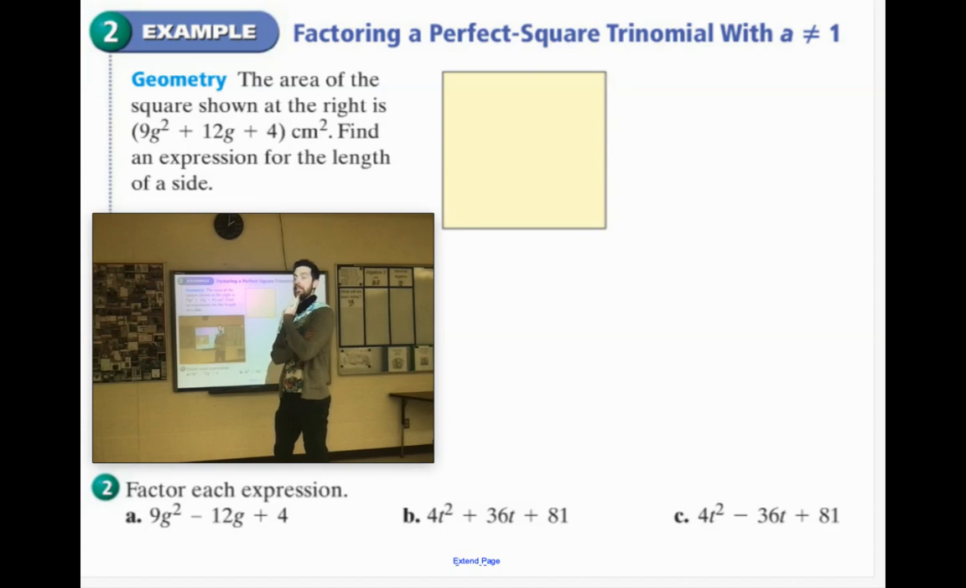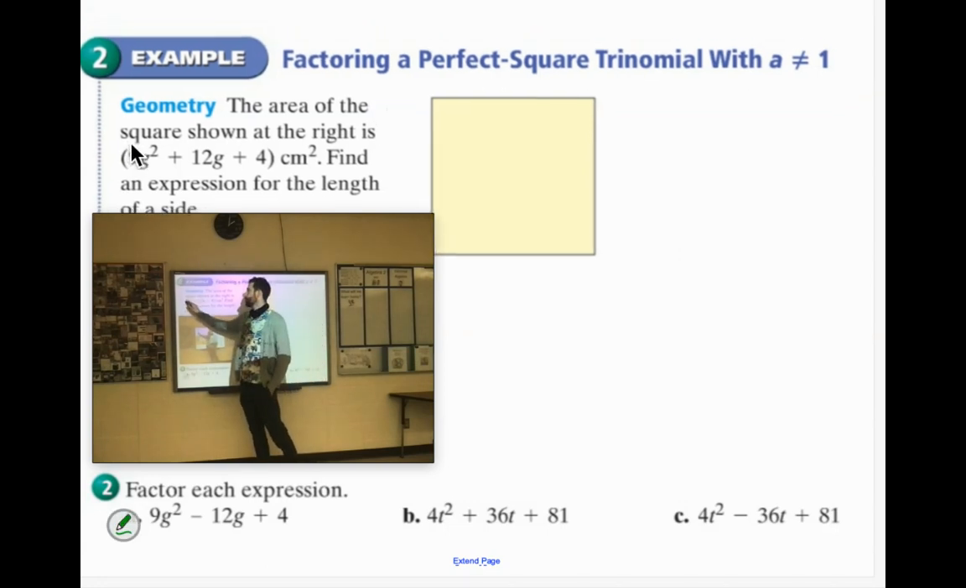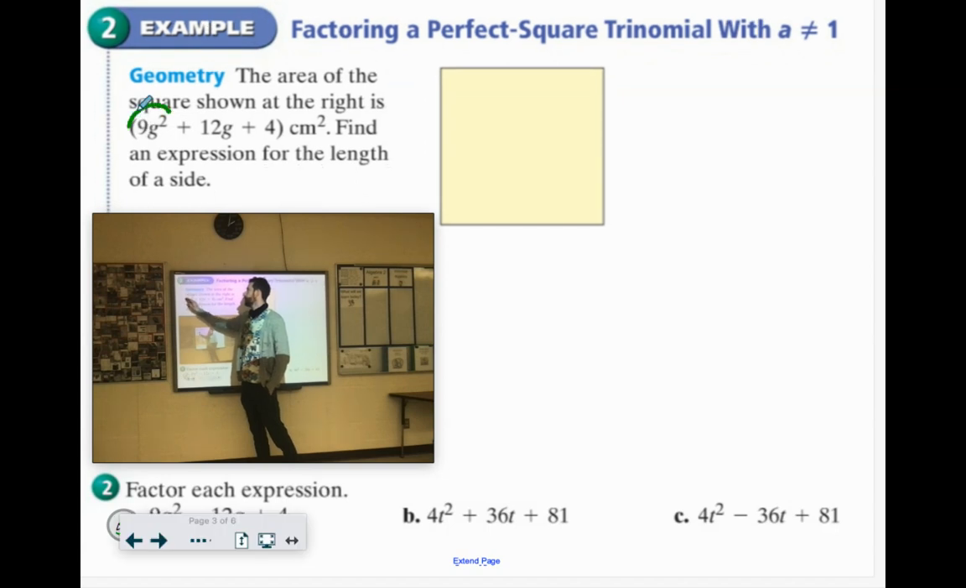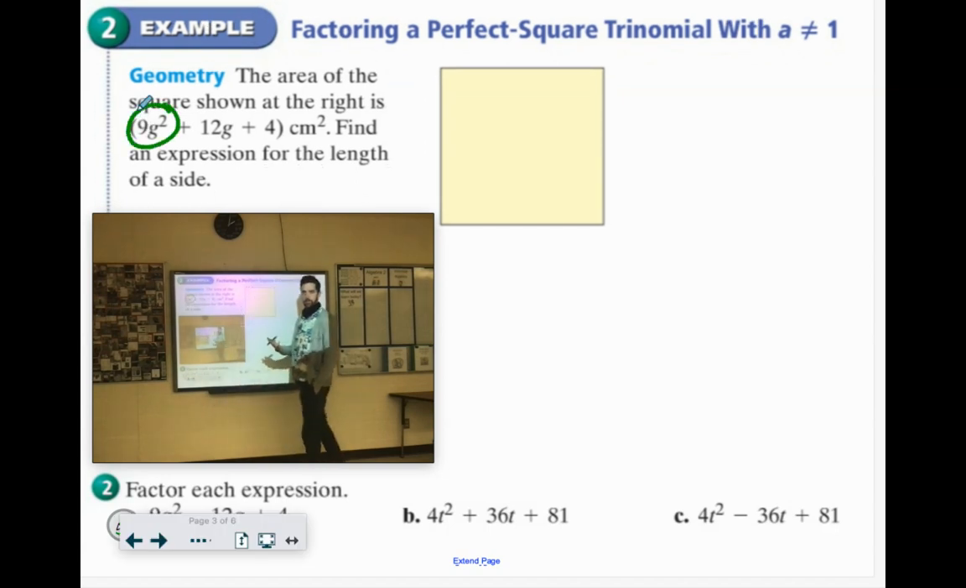The good thing about knowing it's a square is you know both of the sides will be equal, right? So if you know the area of a square, you could just square root the area and get the sides. But here we have 3 parts. So let's check. Can we square root the first term? Can you square root 9g squared? Yeah. What's the square root of 9? 3. So we'd say 3g.